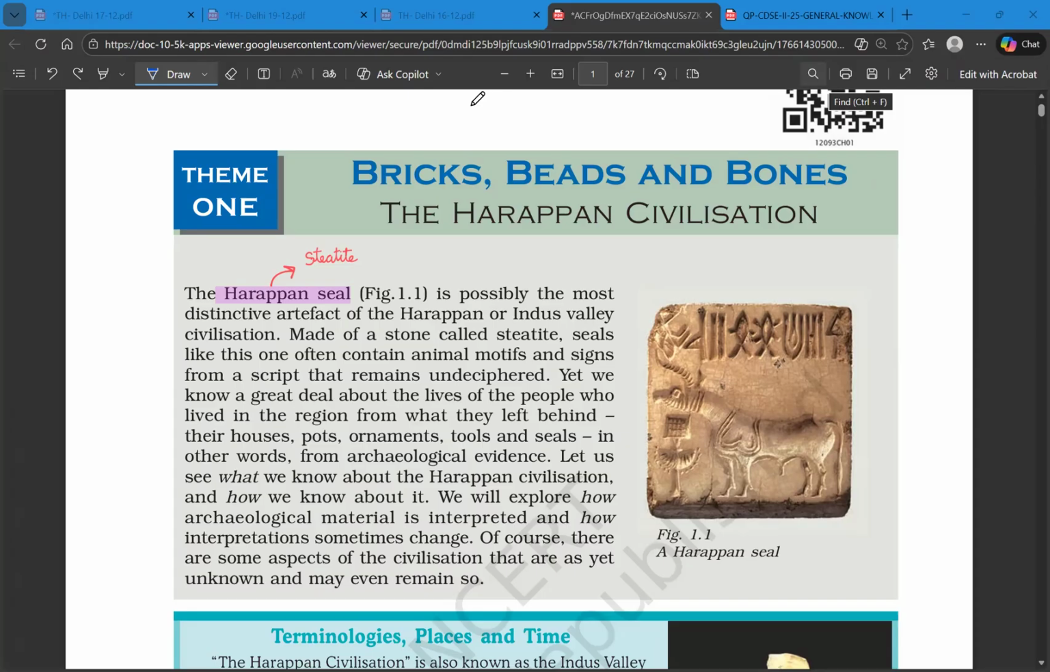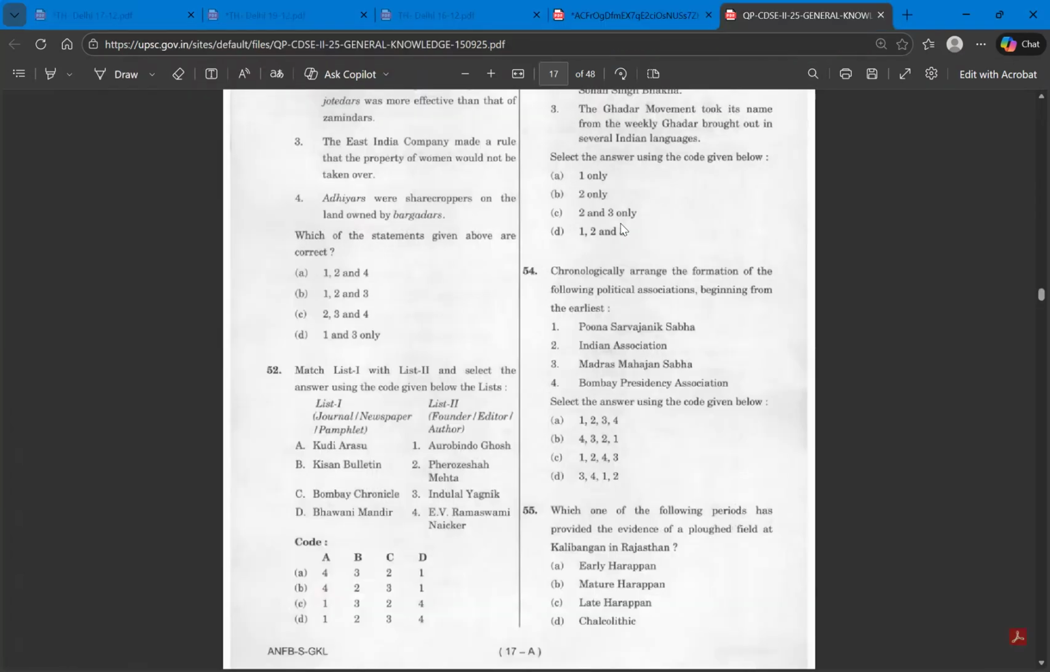Jai Hind everyone. In this video, we are covering chapter 1 in Themes in Indian History, that is Bricks, Beads, and Bones. As I've realized, there are so many questions that are being asked from the 11th NCERT Themes in Indian History. For a moment, we'll see what kind of questions are being asked in CDS.